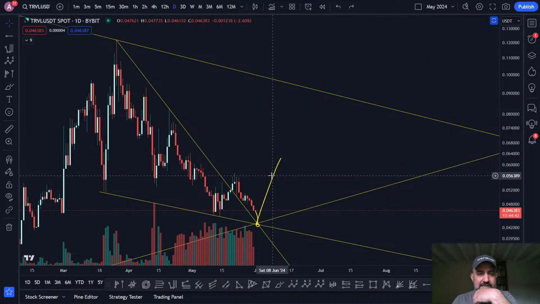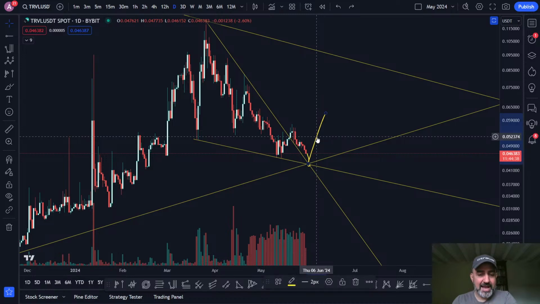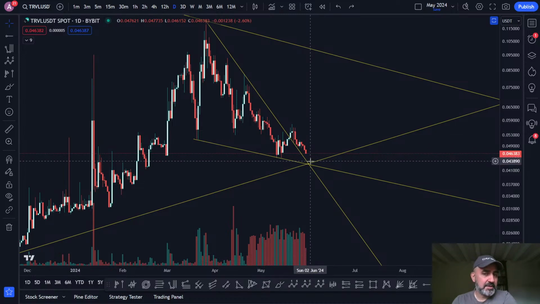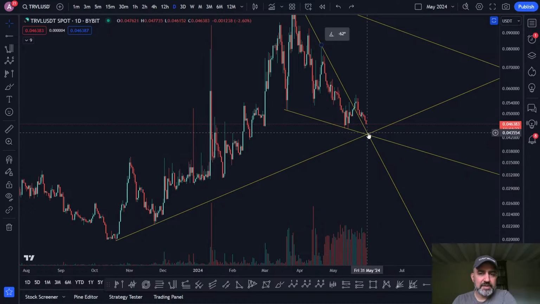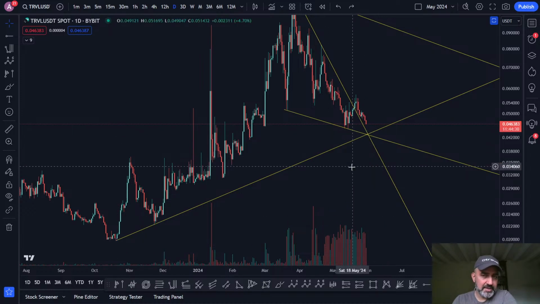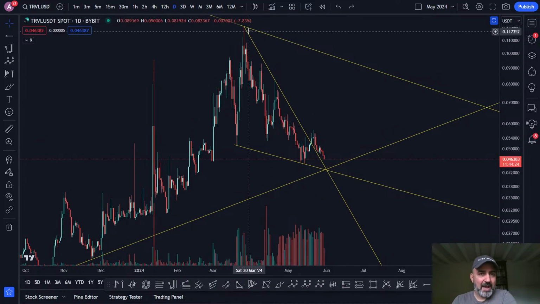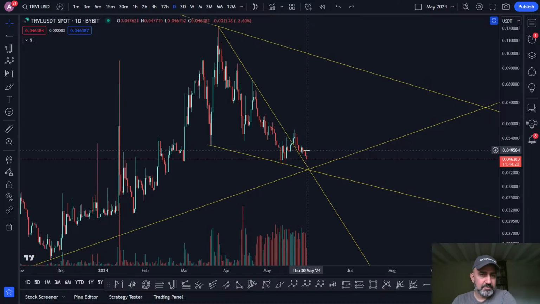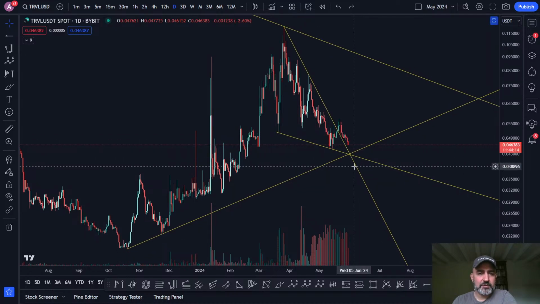You want to see a reaction, and then that will be the perfect place to buy. You're coming into this lower trend line for the third time, sorry. You're coming into this newly created trend line for the third time, and you're backtesting this broken trend line for the second time. Yeah, so there's quite a large amount of confluence there.